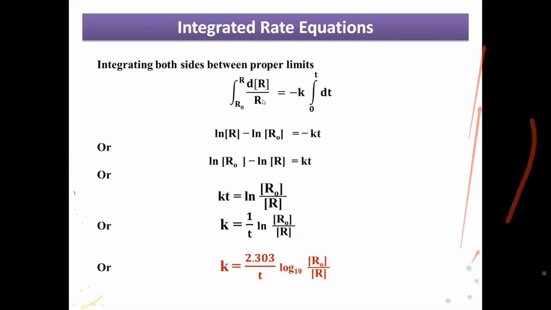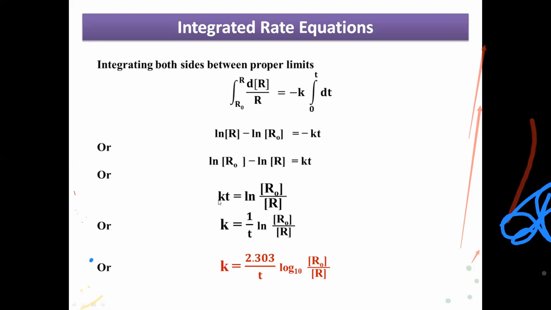The integration of dr by r is ln of r. Now I have substituted the upper limit, so it will become ln of r minus ln of r0 equals to minus k, and the integration of dt is t, right? Now I am multiplying with the negative sign on both sides, so it will become ln of r0 minus ln of r equals to kt, right?